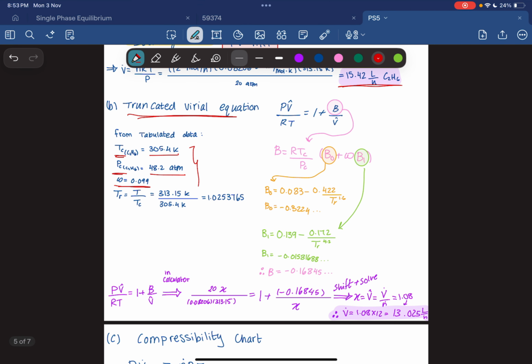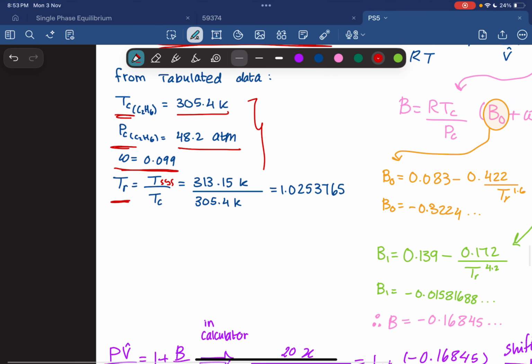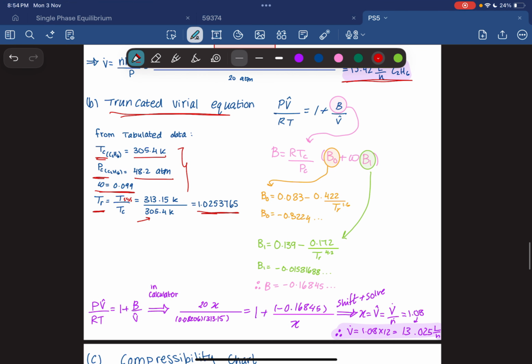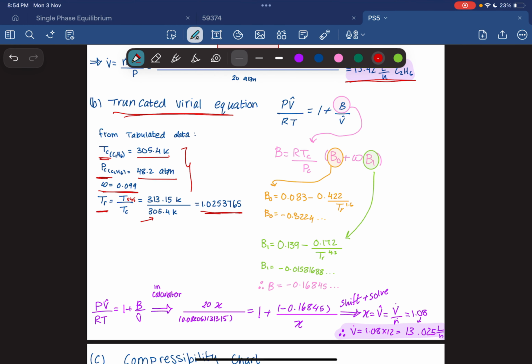And to calculate T reduced, which is basically T of the system over the critical temperature of ethane. So from the question, we are given that T of the system is 313.15 Kelvin after converting from Celsius to Kelvin, of course. And the critical temperature, as we found from the table, we divide them, we get the T reduced. Okay, now we are ready to use the truncated virial equation, which is this one here.